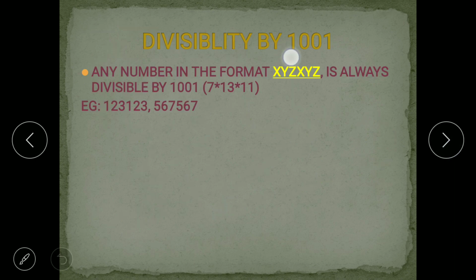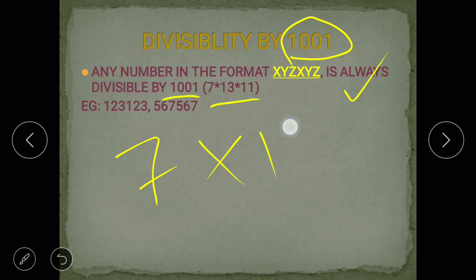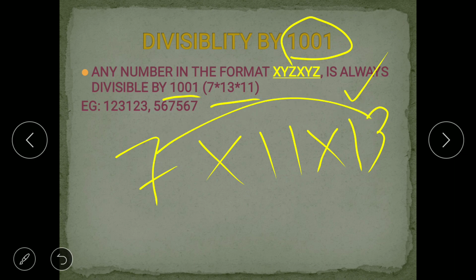Divisibility by 1001. This is an interesting one. If you see any number in the format xyz xyz, then you should know that the number is always divisible by 1001. And what is 1001? It's nothing but 7 into 11 into 13. Clear? 13 into 7, we know it's 91. 91 into 11.